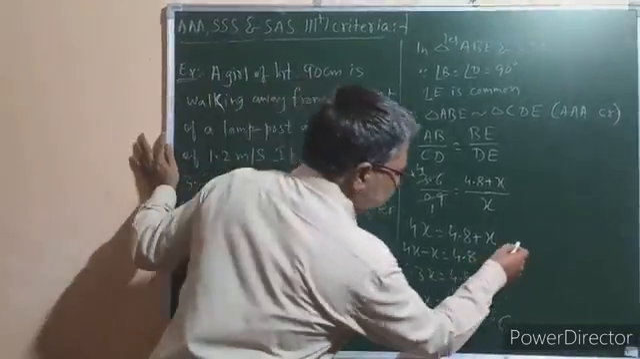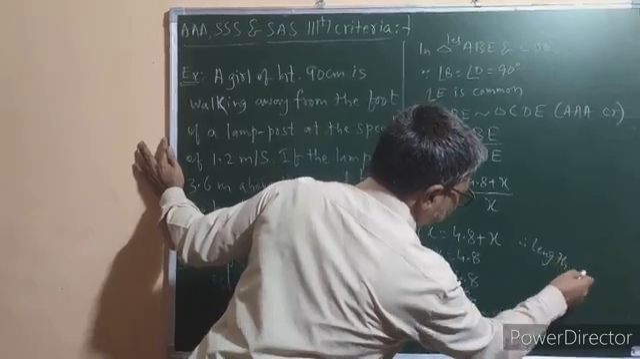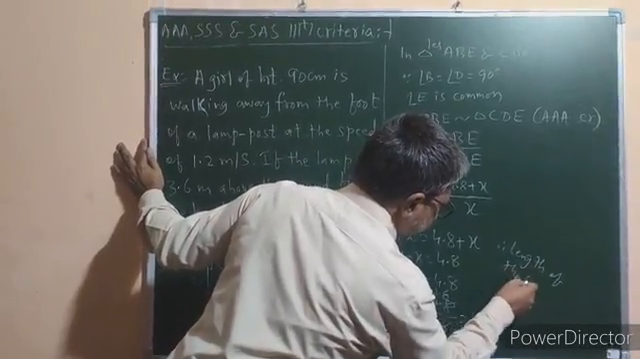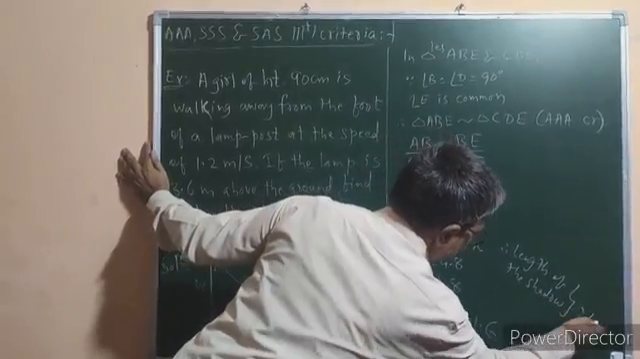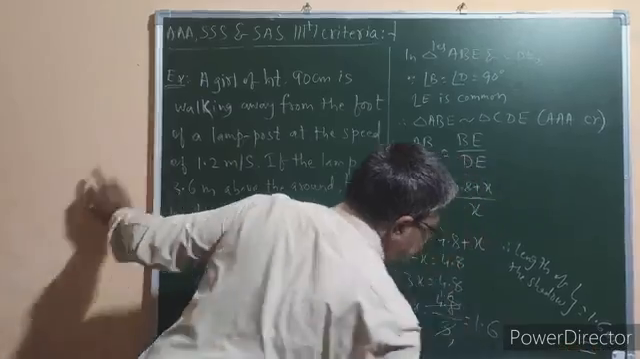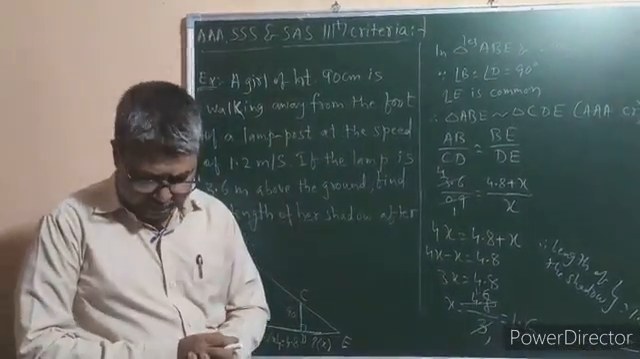So hence the length of the shadow is equal to 1.6 meters. This is the solution for this particular example.